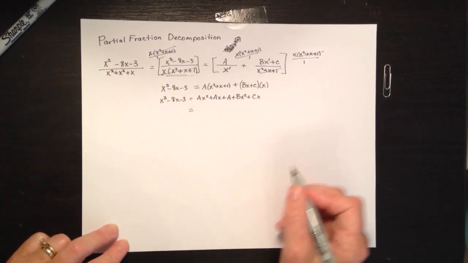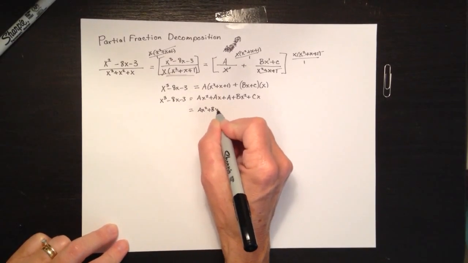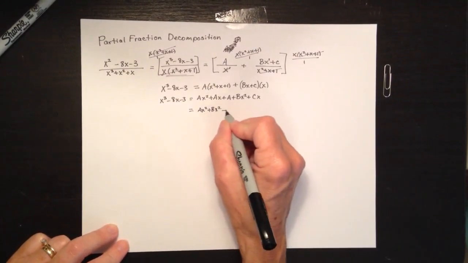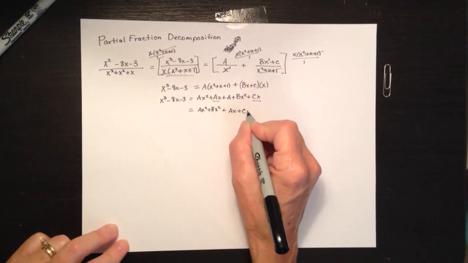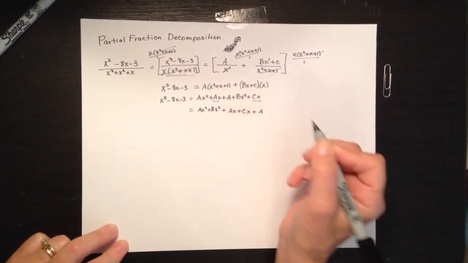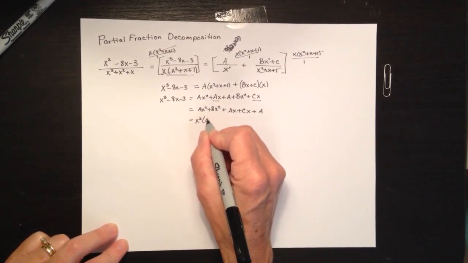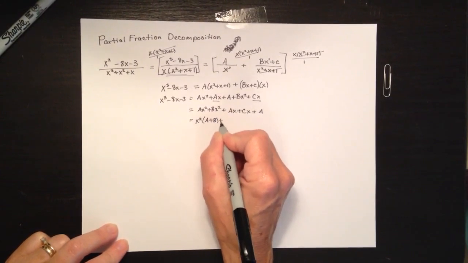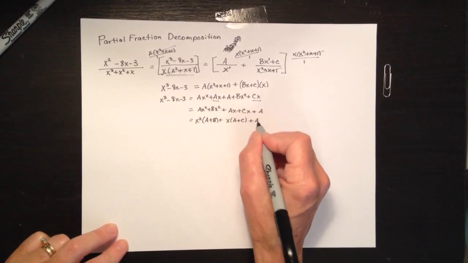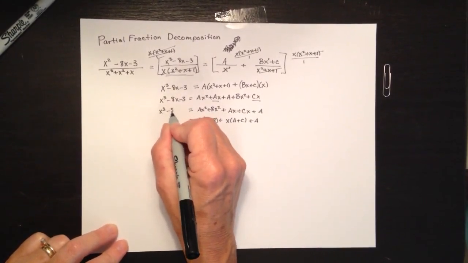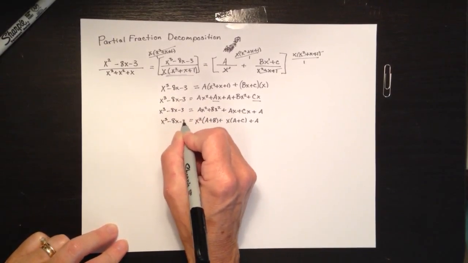I'll do this in 2 steps so you can see what I'm talking about. ax squared plus bx squared. We'll put the x squareds together. Plus ax plus cx, plus the constant term a. So now I'm going to factor out the x squared. So here's my x squared coefficient, a plus b. I'm going to factor out the x, leaving me with a plus c, plus a. So on the left we still have x squared minus 8x minus 3.